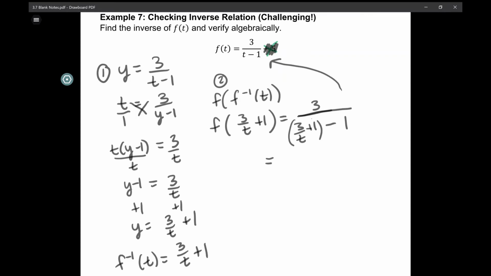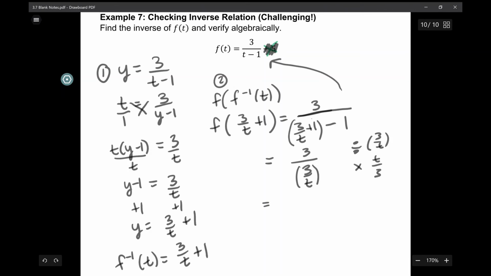Well, this is 3 over 3 over t plus 1 minus 1. So that gives me 3 over t plus 1 minus 1 is just plus 0. So I can just put that in the middle then. 3 over 3 over t. Now remember, dividing by a fraction is the same as multiplying by the reciprocal. So instead of dividing by 3 over t, I'm going to multiply by t over 3. Those are the same thing. So 3 times t over 3 is t.